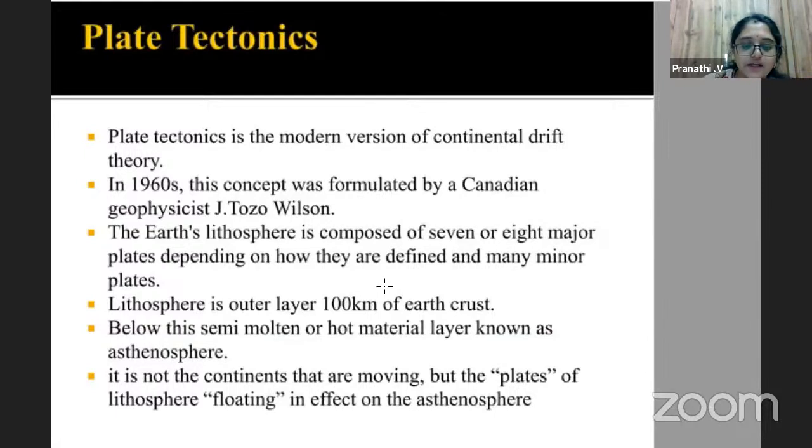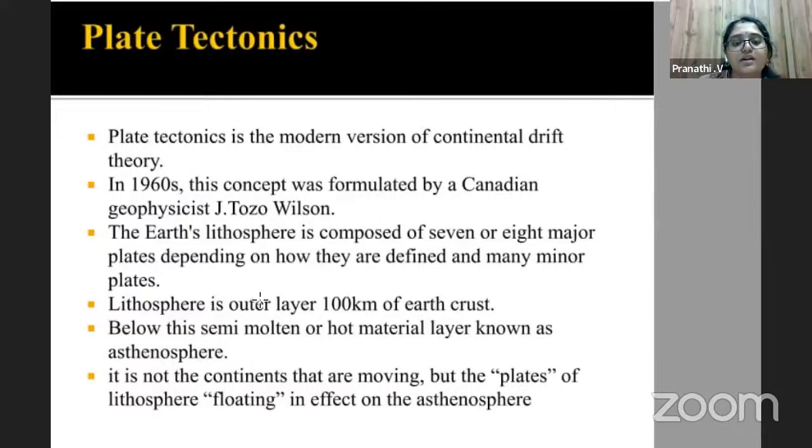Then we have continental drift based on plate tectonics, the modern version given by Tuzo Wilson. You can see this diagram in your textbook, if I'm not wrong. They have shown the earth with different layers. The earth is made up of crust, mantle, and core. The mantle is around 2900 kilometers. Then you have the inner core and the outer core. The outer core is liquid, and the inner core is solid. So this is how the earth is made up.